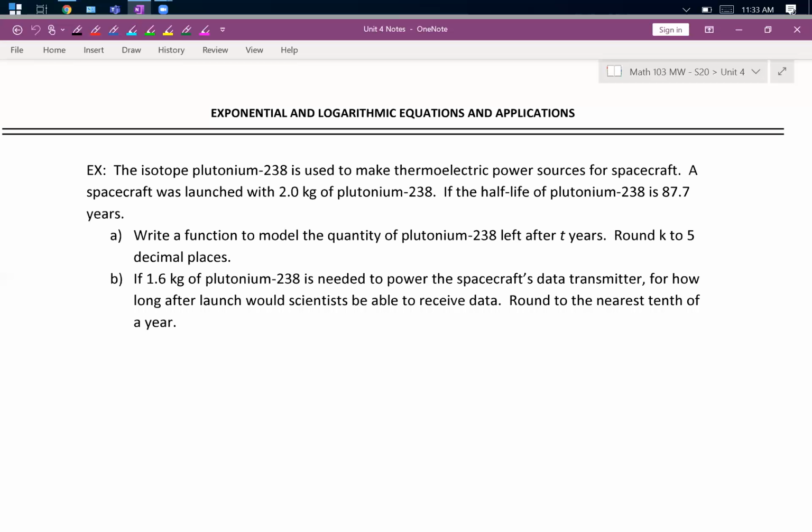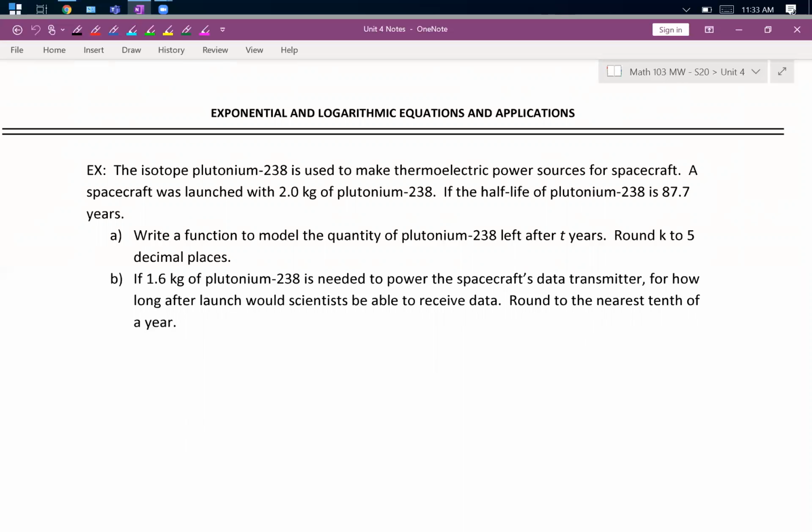The isotope plutonium-238 is used to make thermoelectric power sources for a spacecraft. A spacecraft was launched with 2 kilograms of plutonium-238. If the half-life of plutonium-238 is 87.7 years, we want to write a function to model the quantity of plutonium left after t years. We'll round our k value to 5 decimal places, and then we'll use that formula that we come up with to answer the question in part B.